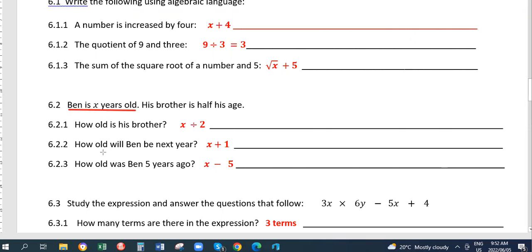Now, how old will Ben be next year? So if you're looking at the next year, Ben is x years old. The next year is 1 year later. And 1 year later will be x plus 1. Now we're looking at how old was Ben 5 years ago. 5 years ago means x minus 5, because that was in the past. You're going to subtract. This is in the future, that's plus 1.